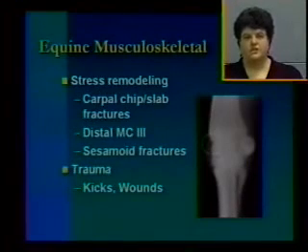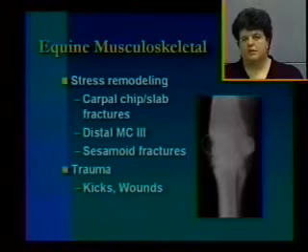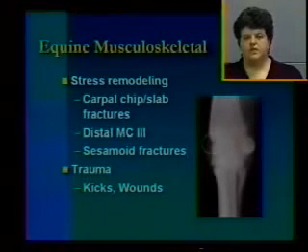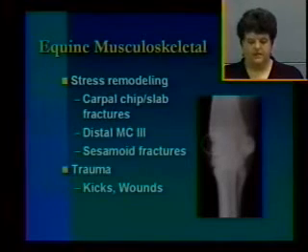Stress remodeling or degenerative change secondary to work occurs very frequently in the racehorse, and the most common things to see are carpal chip and slab fractures off of C3, but abnormalities of the cannon bone and sesamoids are also fairly common. Also traumas, such as kicks, wounds, etc., are another common cause of stress remodeling in the horse. And again, that's something you're going to see more in the little kid's horse than in the racehorse.